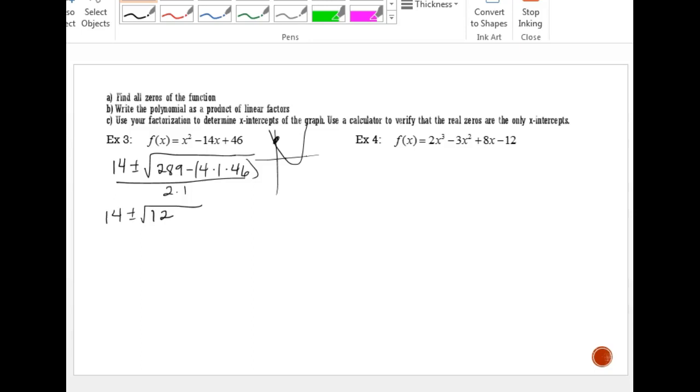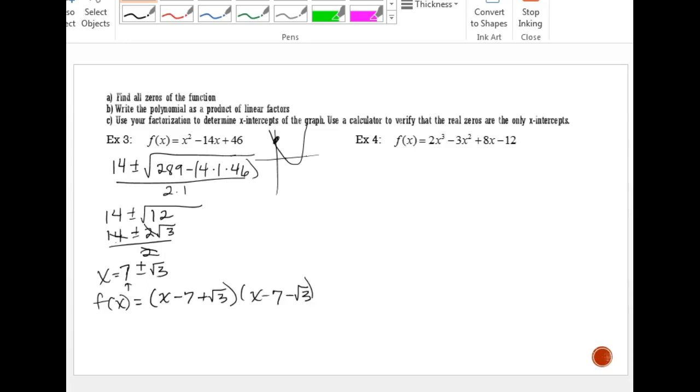Okay, I can clean up that radical. 12 factors down to 2 square roots of 3, and now I can reduce every term by 2. So that's going to be a 7, that's going to be 1, and then that's going to be a 1. So what I have is that x is 7 plus or minus the square root of 3. Then to write these as factors, as a factorization, I would say, all right, notice the negative with the 7 because it was positive originally, and then the plus version of the square root of 3 and the negative, okay?